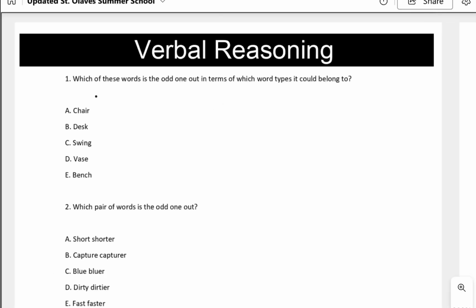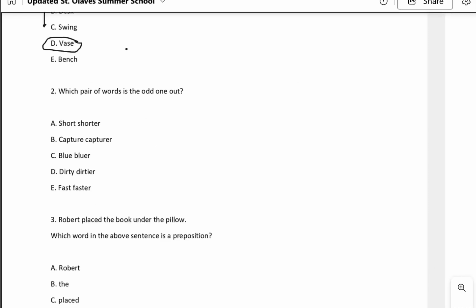So from question number 1, a chair, desk, swing, vase, bench, I can see that these options are all something that you sit on. A vase is the only odd one out, because you can't sit on it, or you don't generally sit on it.